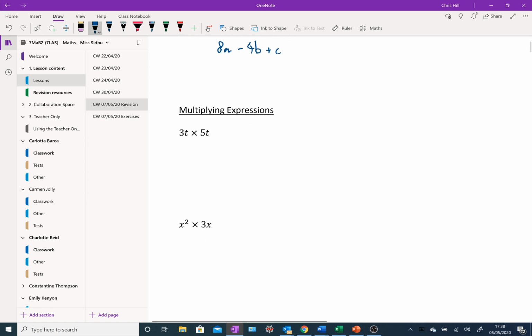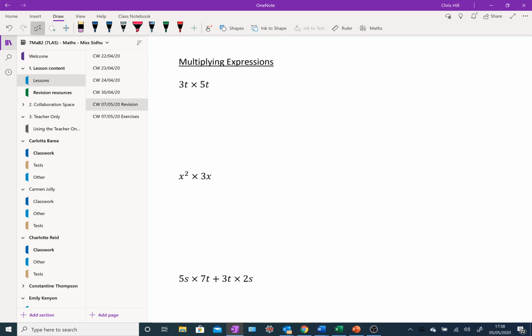Okay, right, multiplying expressions. 3t, I remind you, is 3 times t, and 5t is 5 times t. So if we're multiplying them together, we group them together. 5 times t times t times t is equal to 15t squared.